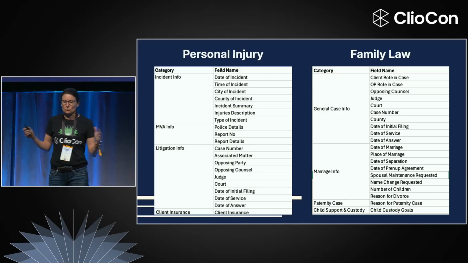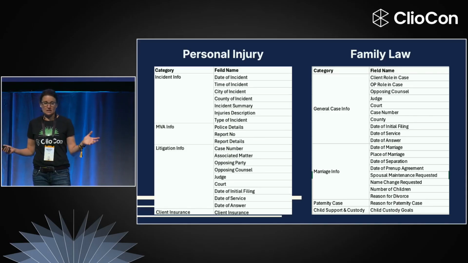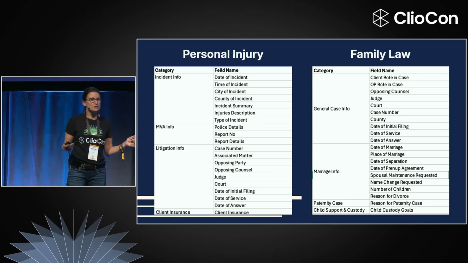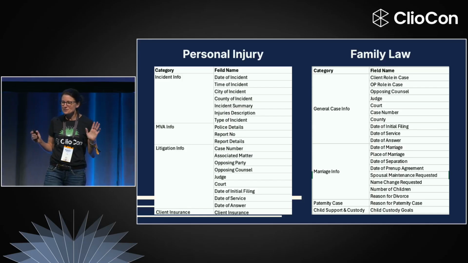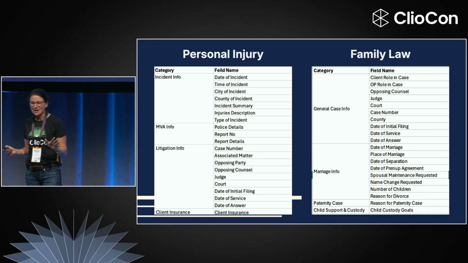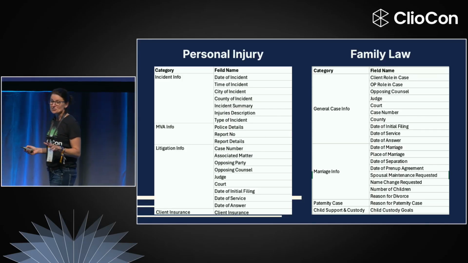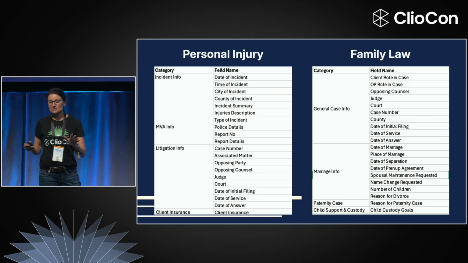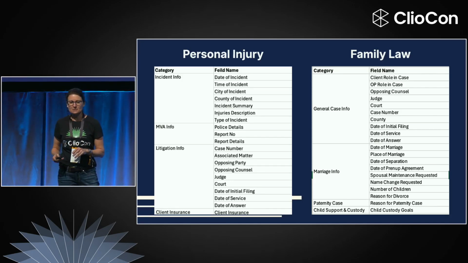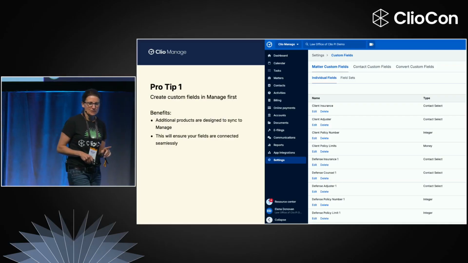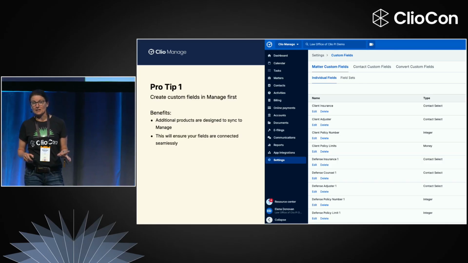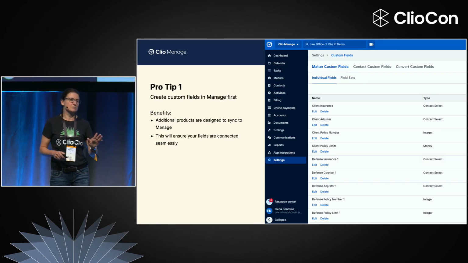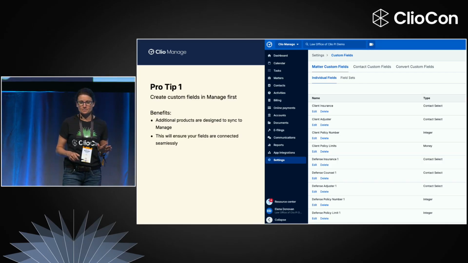Once you've planned out all of the different kinds of custom fields that you need, your next step will be to implement those fields in Clio. And then we have quite a few tips and tricks today for how to best do that, especially when implementing custom fields across multiple Clio products. Which brings me to pro tip 1. Always configure your custom fields in Manage first. You'll be able to sync them to Grow and Draft later.